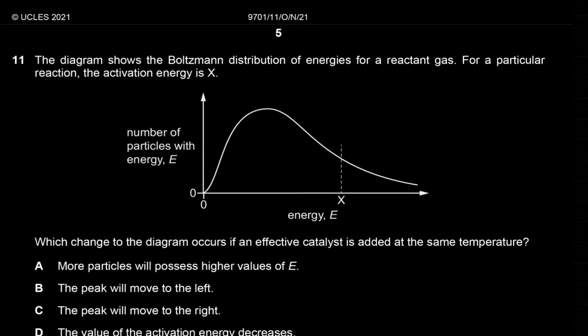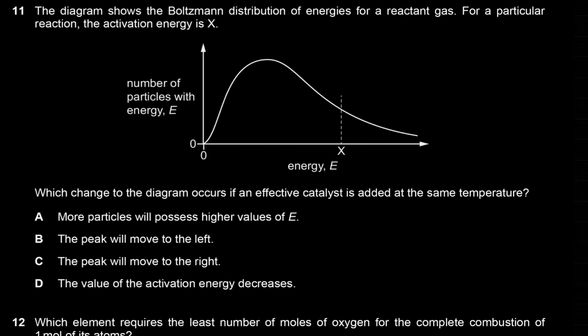Next we have question number 11. It says the diagram shows the Boltzmann distribution of energies for a reactant gas. For a particular reaction, the activation energy is X. Which change to the diagram occurs if an effective catalyst is added at the same temperature? So at the same temperature, remember a catalyst decreases the activation energy, right? So we'll have a lower activation energy.